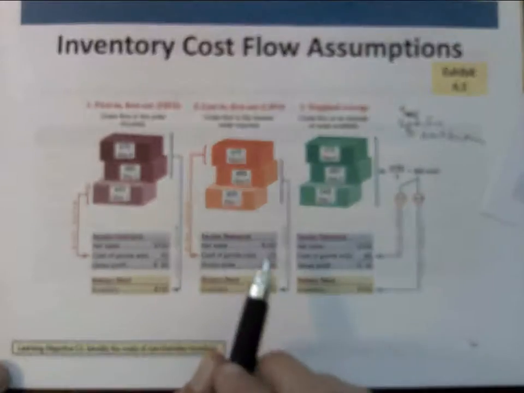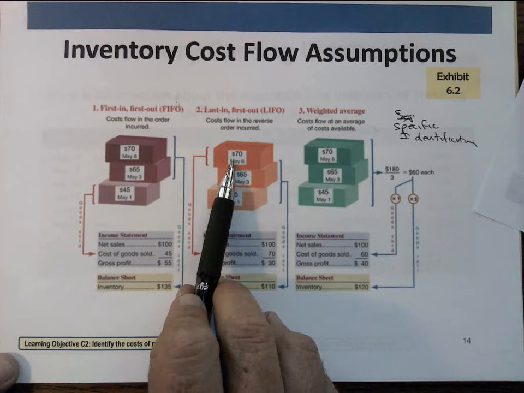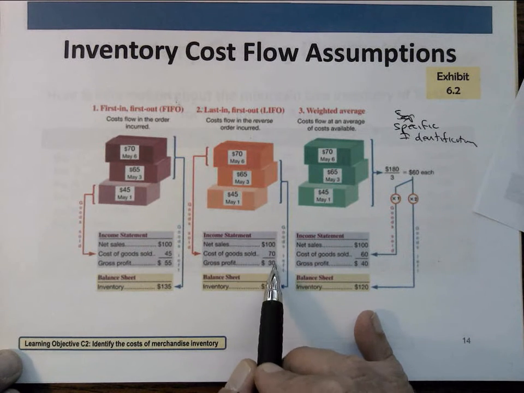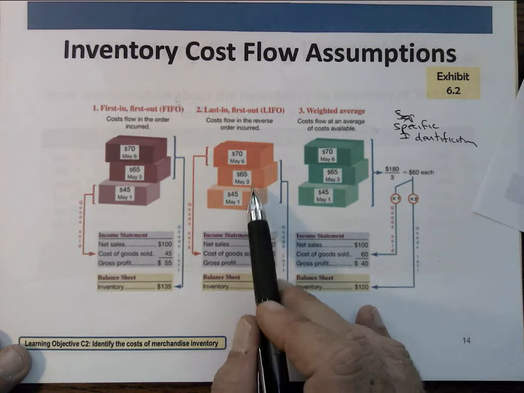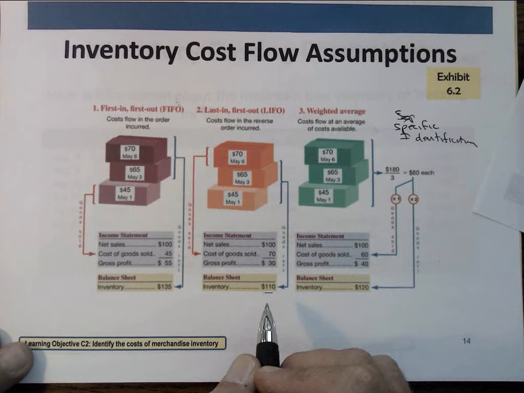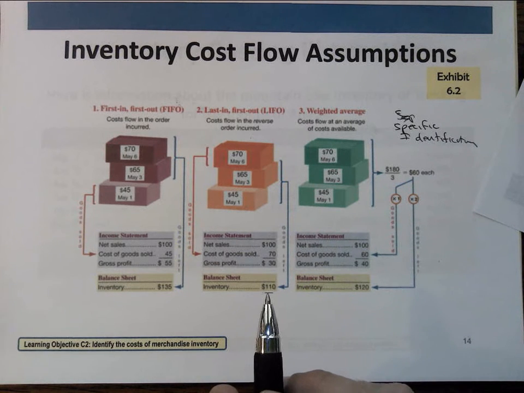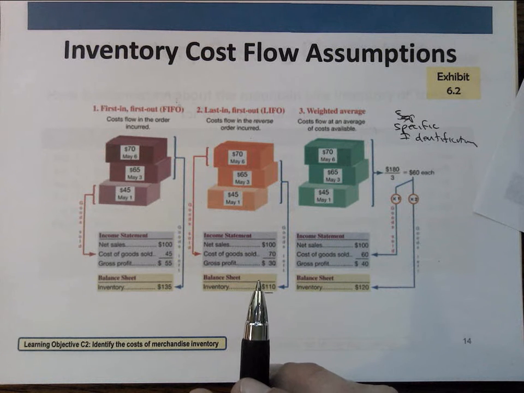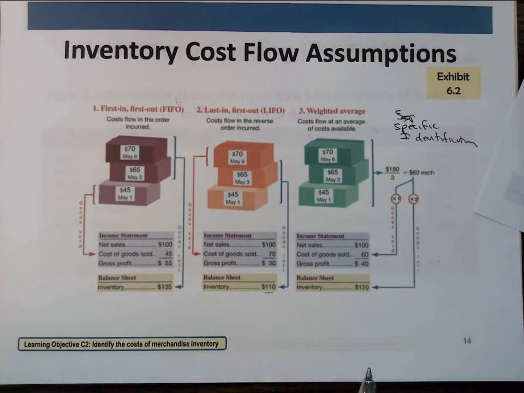LIFO, last in, first out. Costs flow in the reverse order, right? So I sell it for $100. Now I'm going to choose the cost that's the most recent, right? The May 6th cost. So 100 minus 70 is the $30 of gross profit, right? But we costed this at how much? $70. Now my inventory is made up of what? The oldest stuff, the $65 unit and the $45 unit. So my ending inventory is $110, right? Now this doesn't have anything to do with the goods flowing out our door. These are costs that we're assigning to these as they're sold, right? So people come and they buy something from me, and we assign a cost to it as it leaves our store, right?